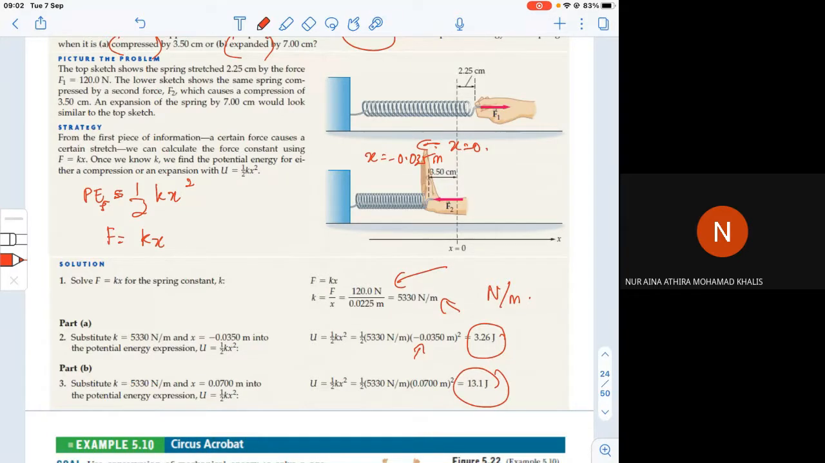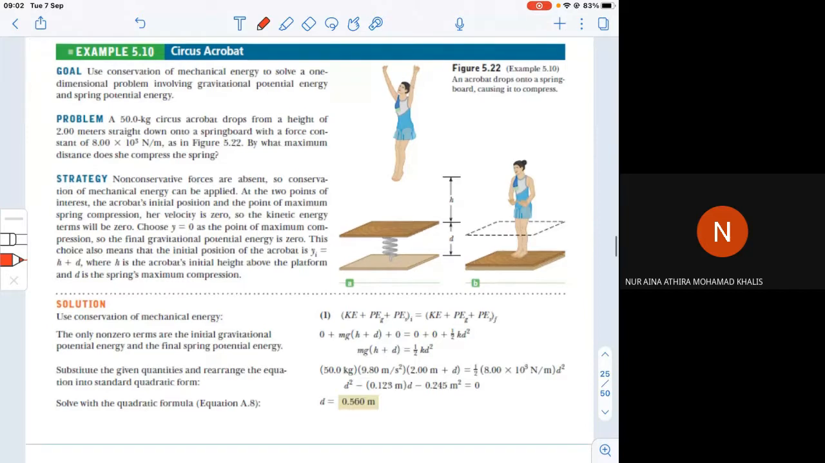Okay, now let's look at the other situation, slightly more complicated than the one that we did before this. A 50 kilogram circus acrobat drops from a height of 2 meters. Drop, jatuh bukan jatuh maksudnya dia lompat, drop daripada atas, drop from a height of 2 meters straight down onto a springboard with a force constant.